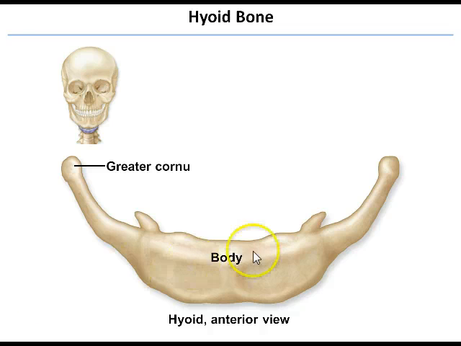It consists of a large anterior segment called the body, as well as this long branch area called the greater cornu, referring to a horn-like appearance. The hyoid bone has important functions in stabilizing the larynx and contributing to swallowing and speech.